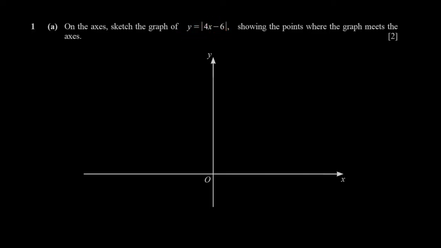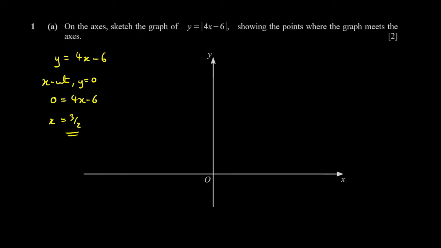Now, generally speaking, I think the best thing to do with a modulus graph is first to sketch the graph without the modulus. So we sketch the graph y equals 4x minus 6. And to do that, I always sketch the x-intercept and the y-intercept. So the x-intercept is when y is equal to 0. So we're going to solve 0 is equal to 4x minus 6. So 4x is equal to 6. So x is going to be equal to 6 divided by 4, which is 3 upon 2, or 1.5. So that's going to be the x-intercept.